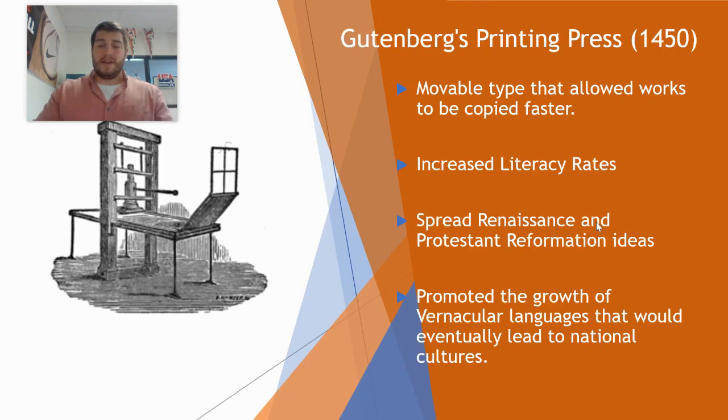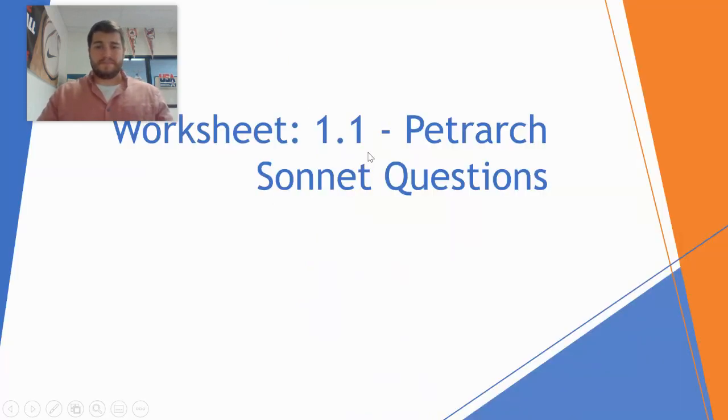It's going to help spread the Renaissance and Protestant Reformation, which we'll get to a little bit later with Martin Luther. And it's going to promote the growth of vernacular languages. Vernacular languages are the common languages that people speak in an area. Ours is clearly English. In Italy, it would be Italian. In France, French, and so forth. During the Middle Ages, really the only things that were written down, again, were by the church or for church-like things. Therefore, it was done in Latin because Latin is traditionally the church's language that they write in.